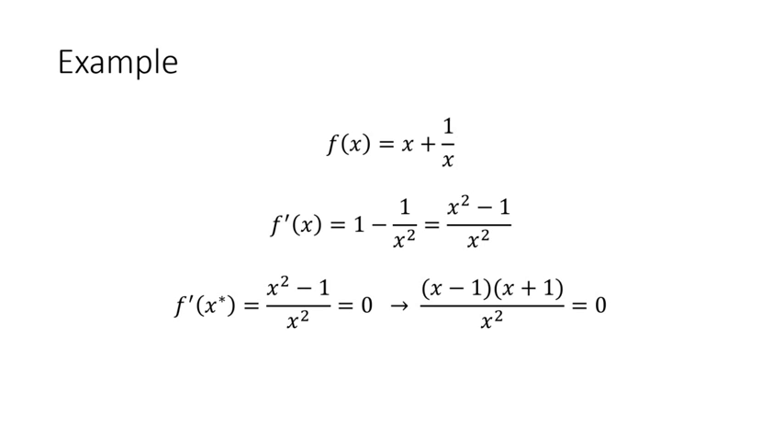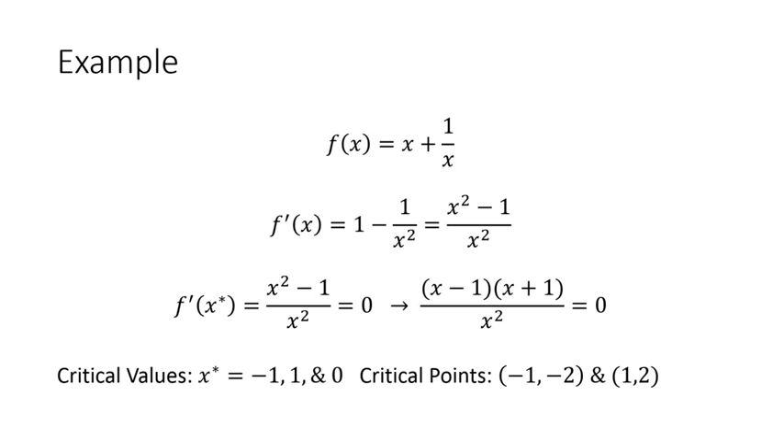We also need to find the critical values where the derivative does not exist. Here we're dividing by x squared, so any point where the denominator is equal to 0 is a point where my derivative is going to be undefined. That would just be where x is equal to 0. So I have critical values at negative 1, 0, and 1.